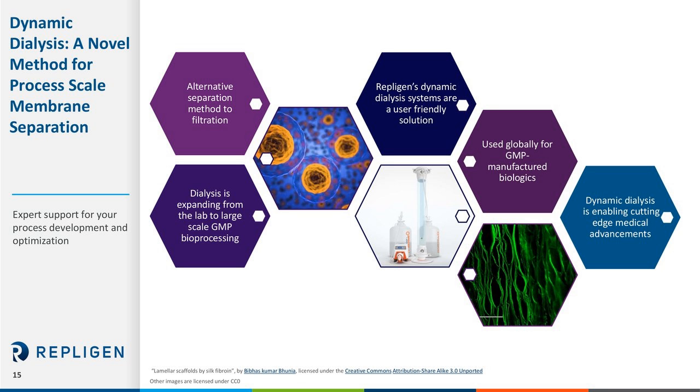Repligen is the only company right now providing turnkey solutions and dynamic dialysis systems that are being installed and used globally for GMP manufacturing of biologicals. Culminating, the large volume dynamic dialysis is advancing the bioprocess industry.